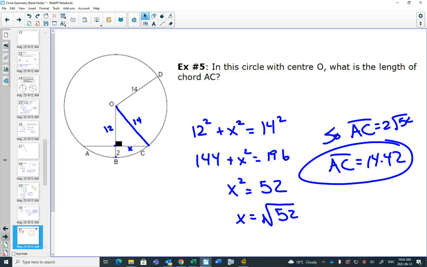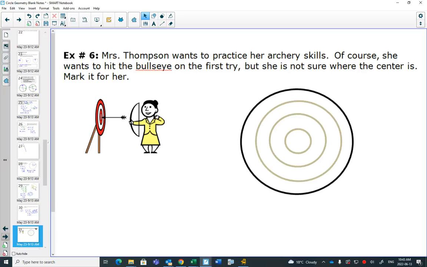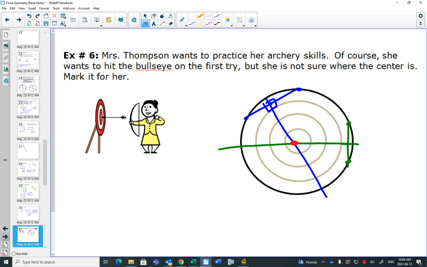And our last question. So how do we find the center of a circle? Two chords. Draw a chord. Cut it in half. Measure 90 degrees. Another chord. Cut it in half. Measure 90 degrees. And there's the center. Excellent.